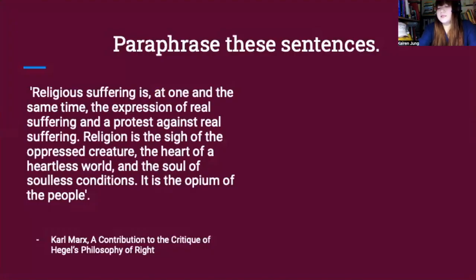Let's take a look at these sentences, which have been taken often erroneously or out of context from a theoretical work by someone named Karl Marx. I'll read the quote. Religious suffering is, at one and the same time, the expression of real suffering and a protest against real suffering. Religion is the sigh of the oppressed creature, the heart of a heartless world, and the soul of soulless conditions. It is the opium of the people.